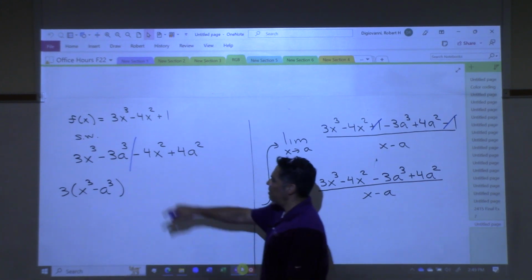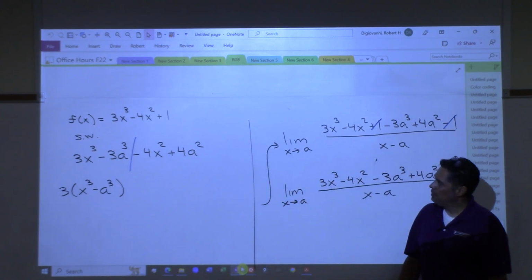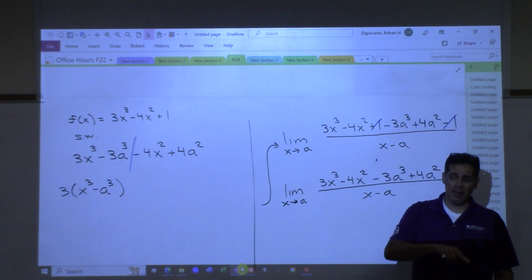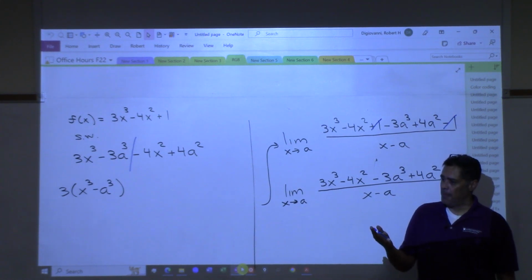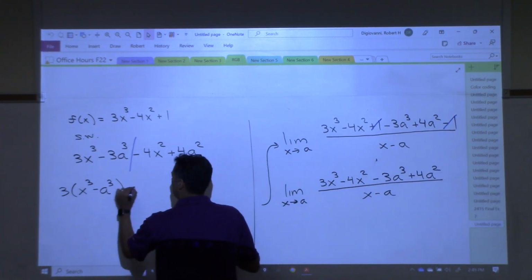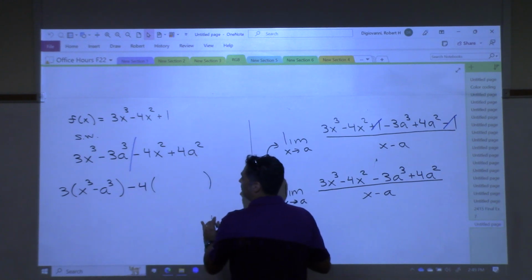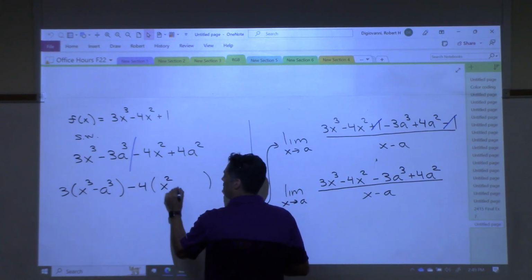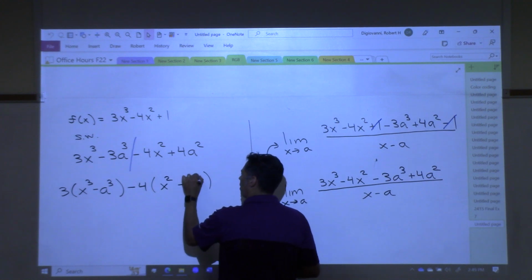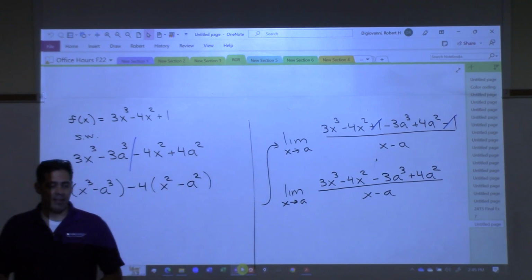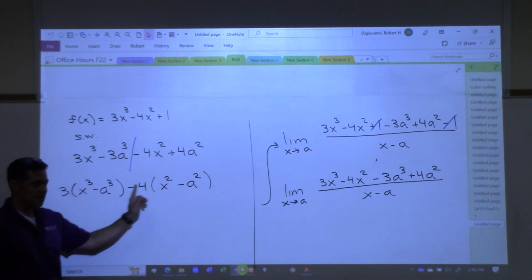Now over here, can we pull anything out? You can pull a 4 or negative 4, your choice. I'm going to do negative 4. What's left in here? X squared minus a squared. That didn't work either, right? Because these have to match exactly, don't they?